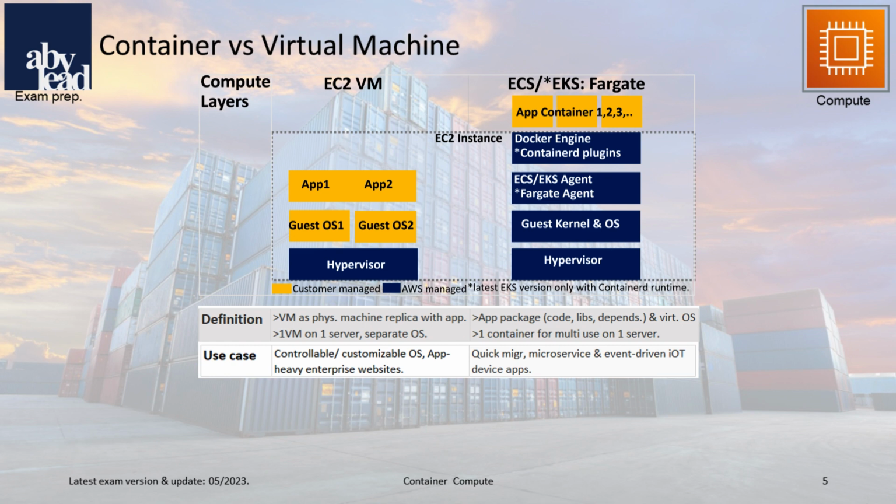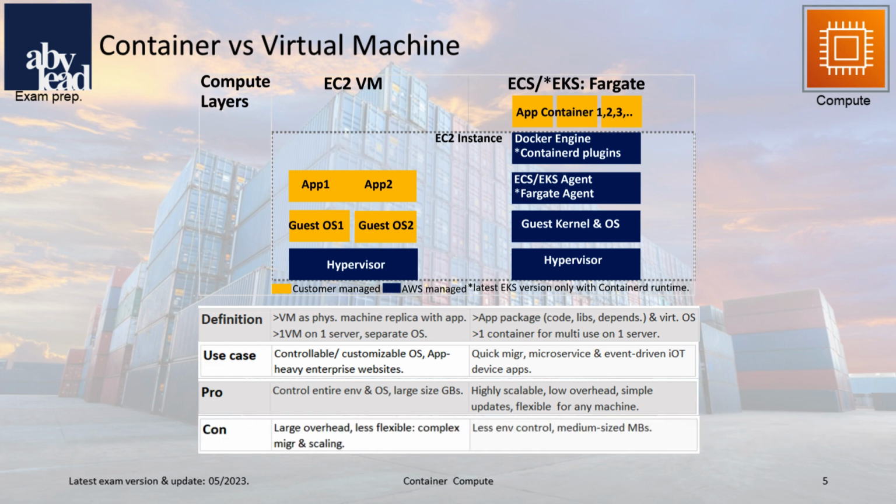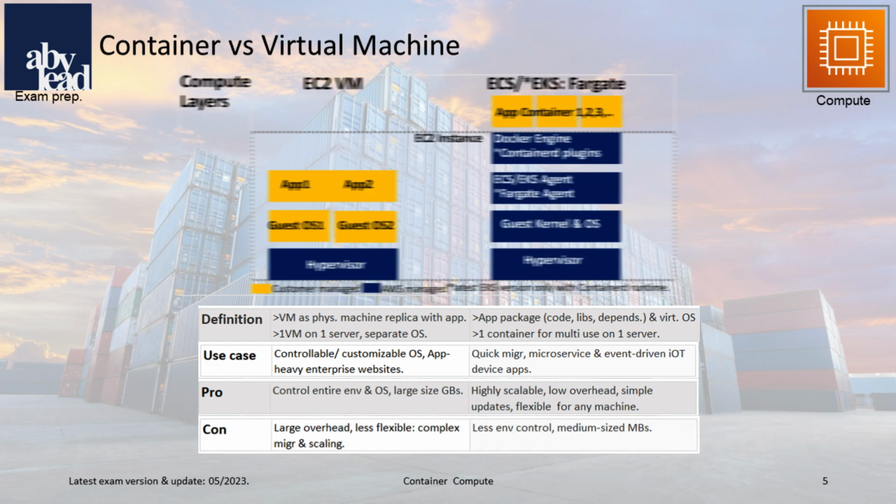In contrast, only a single, large EC2 virtual machine finds place on a physical server to customize and control app-heavy enterprise websites. ECS and EKS services are highly scalable, have a low overhead with simple and flexible app packages for any machine. Now let's have a look at the container services and their collaboration.